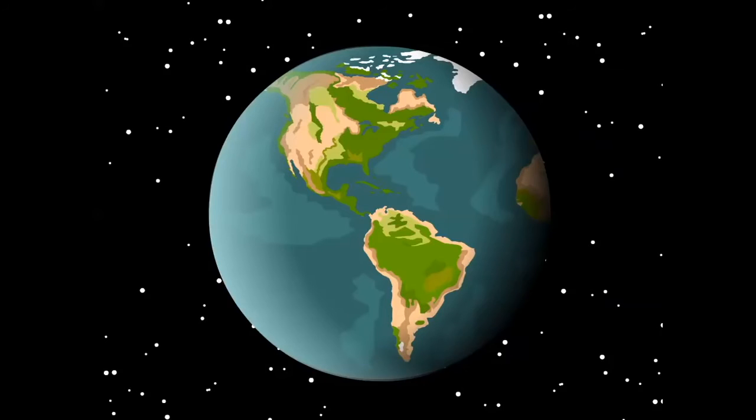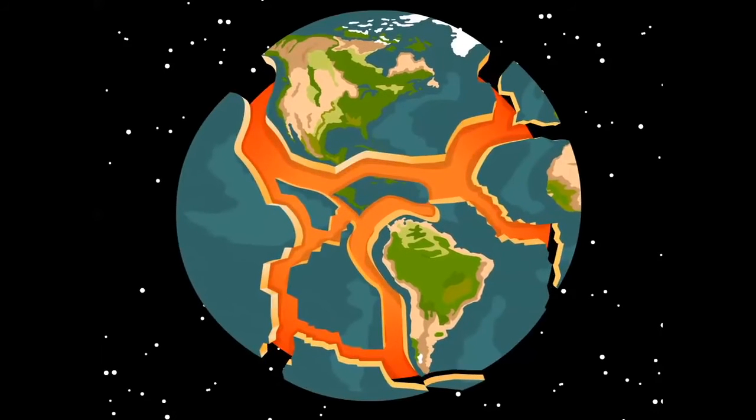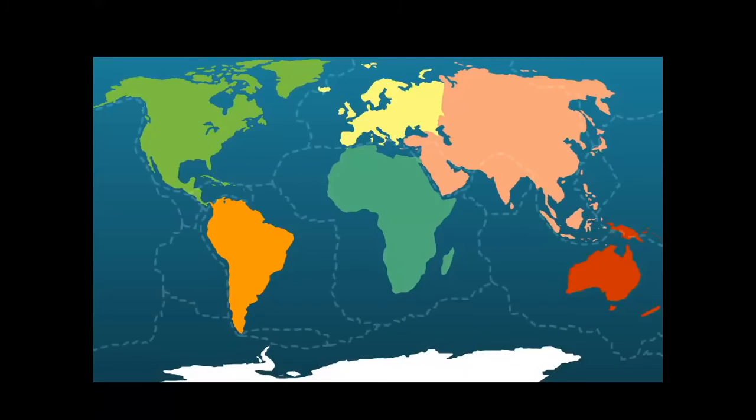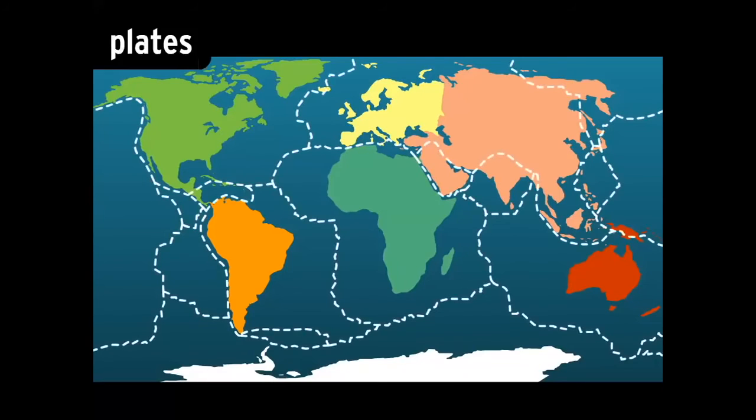Well, the lithosphere isn't like a smooth shell. It's cracked into pieces, each one a different shape, size, and thickness. We call those pieces plates. Yep, the mid-Atlantic ridge is the border between several plates. They're being dragged apart by forces from deep inside the planet.